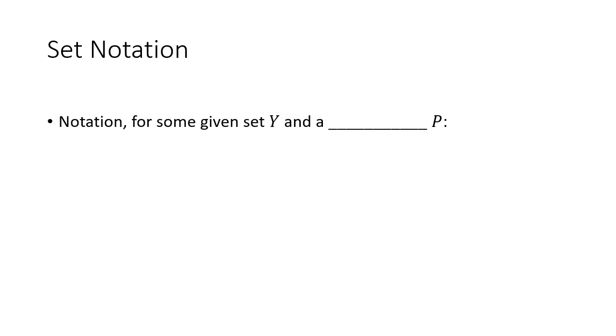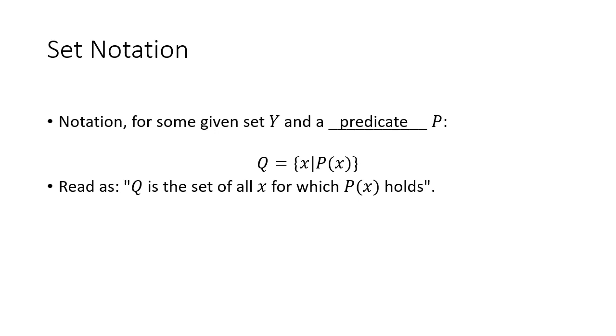A little bit more with set notation. For some given set Y and a predicate P, we can write Q equals the set of x, and then this line, which I read as "such that", P of x. You would read this as Q is the set of all x for which P of x holds. A predicate is something that ends up being either true or false about x.